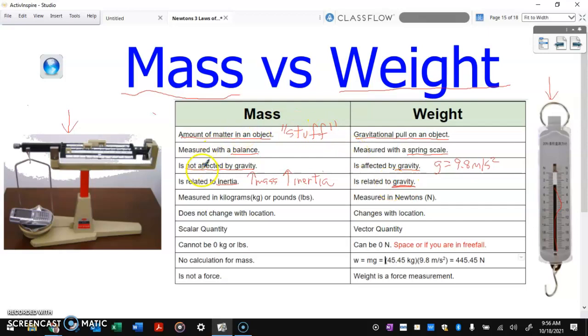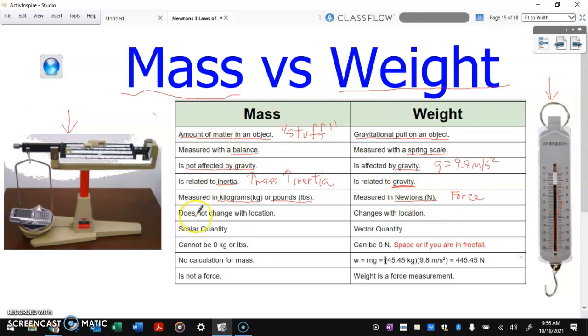Mass is measured in something called kilograms in the metric system or pounds in the English system. Whereas weight is measured in what we call newtons. And as we learned in Newton's first two laws of motion, newtons is a measurement for force. So your weight is a force.